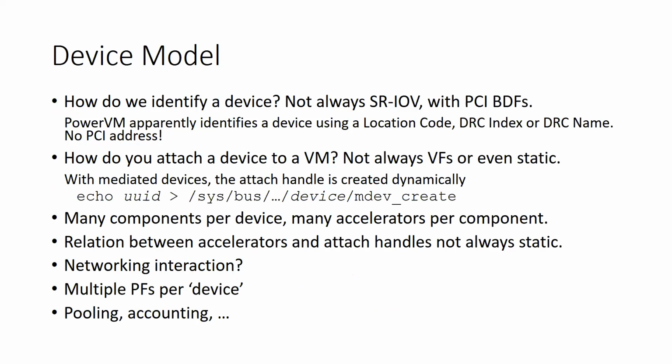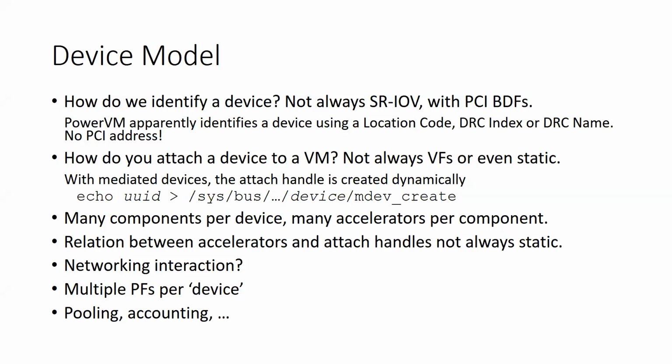As we already discussed, how do we identify a device? It's not always SRIOV, right? When you first discover something, how do you identify it? It could be PCI bus device function, but in the case of the PowerVM hypervisor, apparently they don't identify the device like that. They use their own methods, like location codes, I/O slots, and all kinds of stuff. So even in terms of how you represent a device and how to identify it in the first place, there could be some differences.